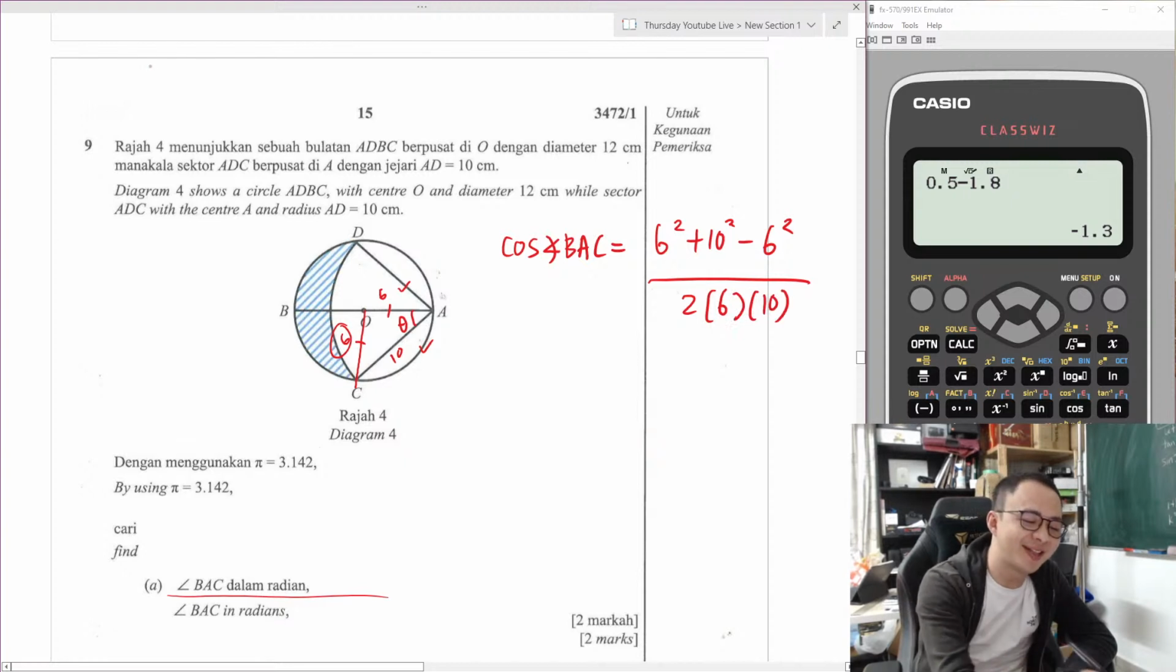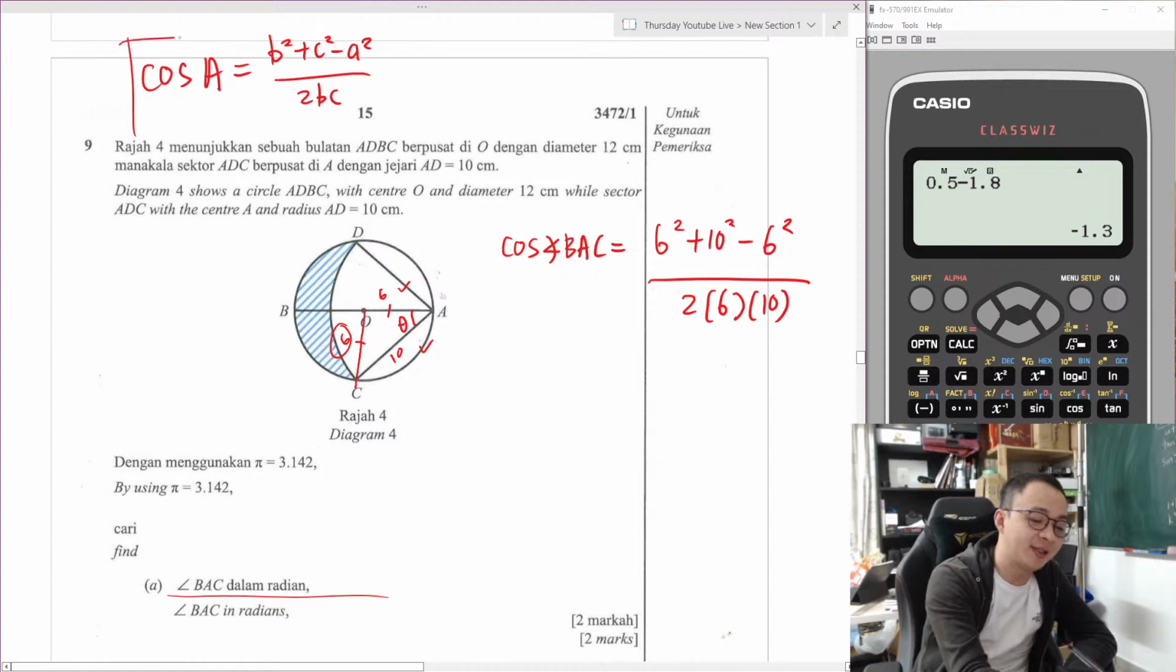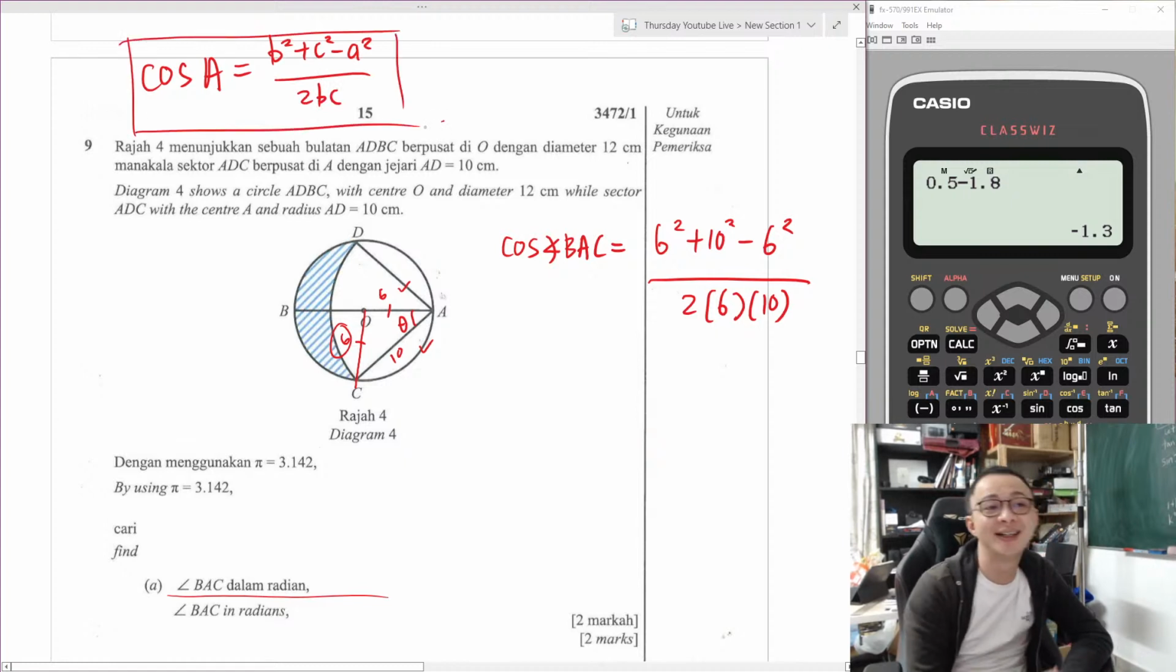Alright, some students start to feel a bit burning already. Basically, the formula is like this: B square plus C square minus A square over 2BC. Alright, this is the cosine rule to find the angle A. Okay, so I just follow this rule.